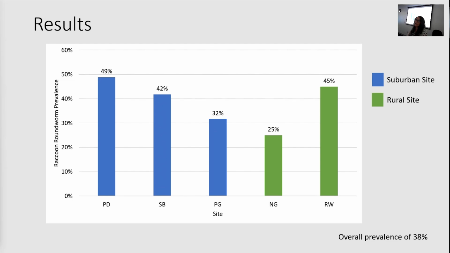Out of the 280 raccoons collected across my 5 sites, I detected raccoon roundworm in 106 individuals. So that's an overall prevalence of 38%. If you're looking at this graph, the green bars represent my rural sites and the blue represent my suburban sites. And as you can see, raccoon roundworm prevalence varied from about 25% to 49% across my sites.